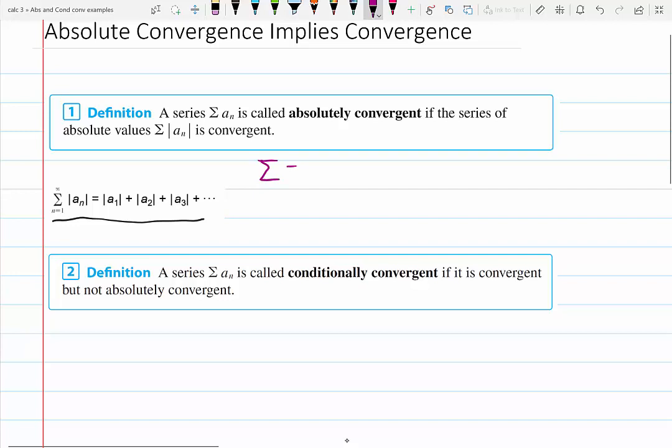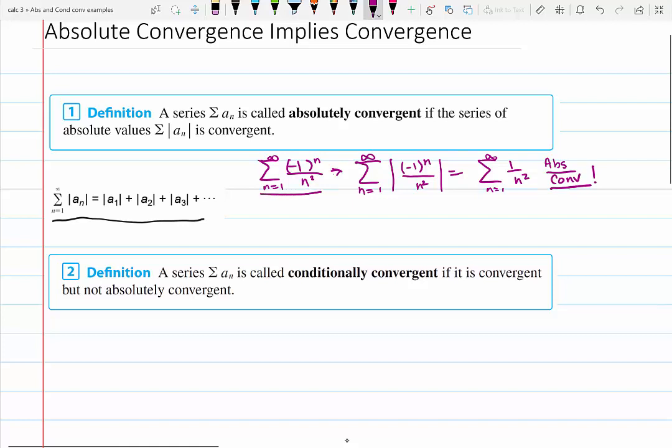We can look at a couple examples. If we take an alternating series like this, the sum of (-1)^n divided by n squared, then the absolute value series is when we take the absolute value of each term. That's actually just the series of 1 over n squared, no matter what our bounds are here. In this case, the series I started out with is absolutely convergent, because when I took the absolute values, I got convergence.